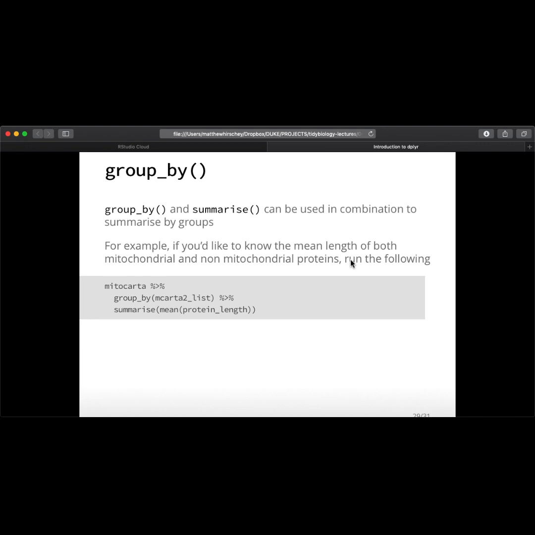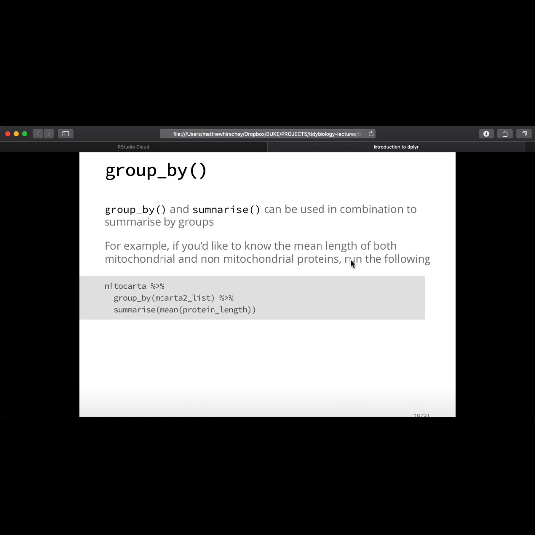So in this case, what you're doing is you take the mitocarta dataset and then you group by. You're telling it to group by the mcarta2_list variable. Subsequent to this, R is going to perform whatever operation you want later on separately on both the non-mitochondrial proteins, so equals 0, and the mitochondrial proteins, the ones that equal 1. I wanted to work out what the mean protein length was for mitochondrial and non-mitochondrial proteins.